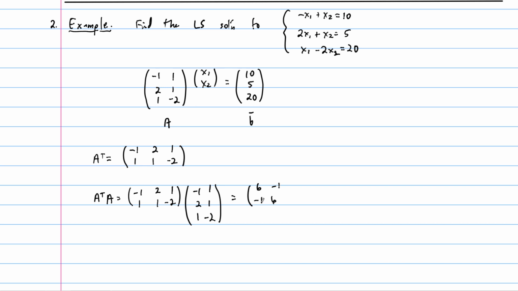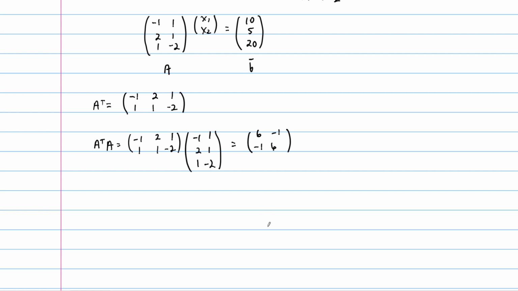And same thing down here. So there's our matrix: 6, -1, -1, 6. There's our matrix A transpose A. Similarly, we have our A transpose b. This is going to be the new right-hand side of our system. So A transpose b is the matrix with rows -1, 2, 1 and 1, 1, -2, multiplied by the vector b, which is 10, 5, 20. This is going to be a vector in R2 now.